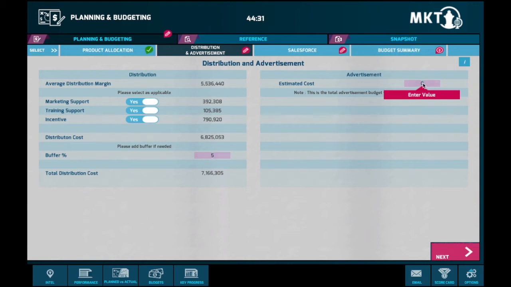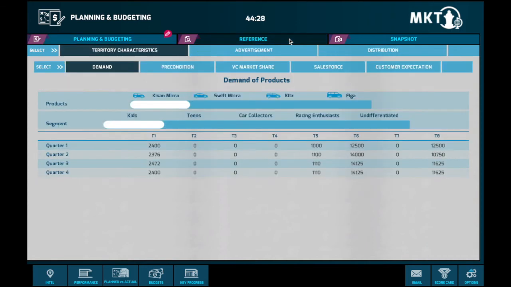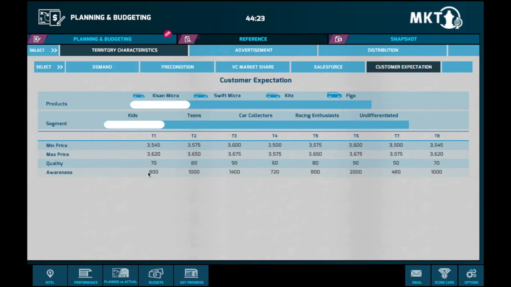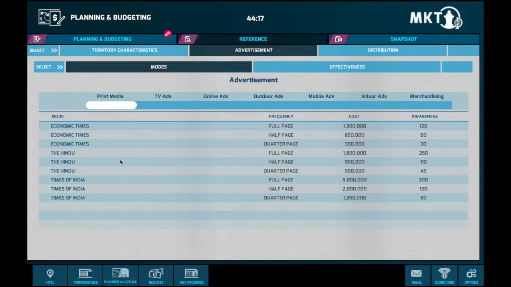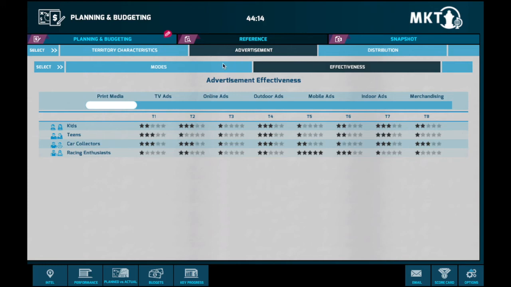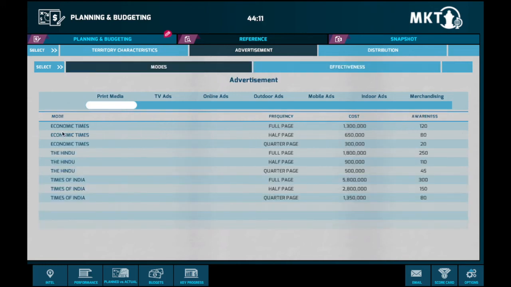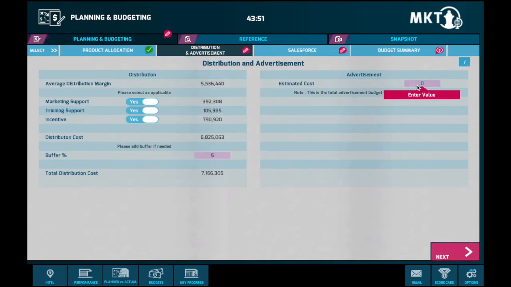Advertisement cost is something that you would need to determine. And the way in which you determine the advertisement cost is to take a look at the overall customer expected awareness that you would like to create for the product and segment combination, and then take a look at the set of choices that you have in terms of the various advertisement modes and their effectiveness. For example, if you'd like to provide an ad in the Economic Times paper, this is the cost that you would like to incur, and this is the overall awareness score that you would like to secure. So based on the awareness score that you would like to achieve, you would need to determine the cost that you would need to be spending in order to determine the advertisement budget.